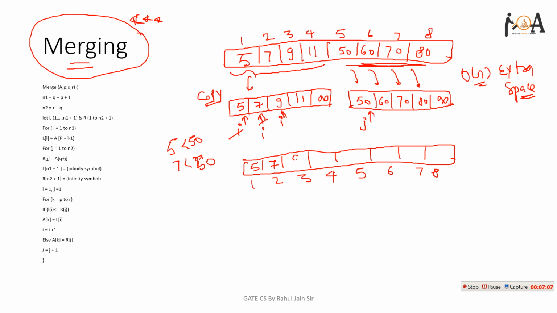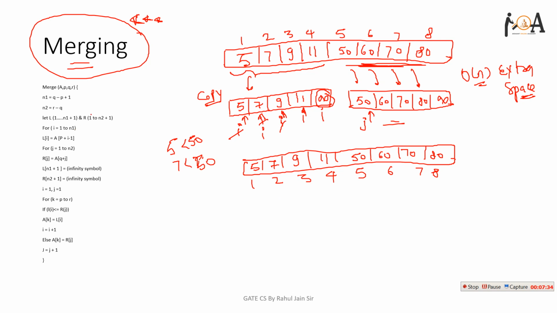9 and 50 would be here. Again I will increment i, and 11 would be here. Okay, and again I will increment i. So when i indicates infinity, it means this array is empty, so I will just copy the remaining elements of this array as they are, because they are already sorted: 50, 60, 70 and 80. Okay, so this is the process of merging.